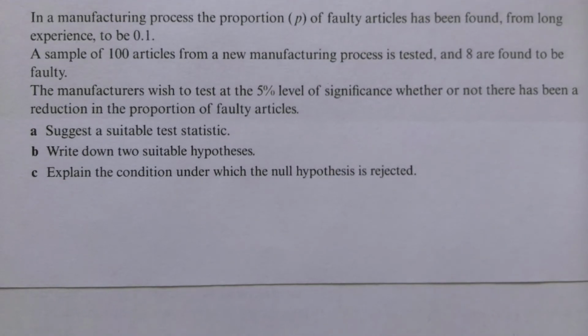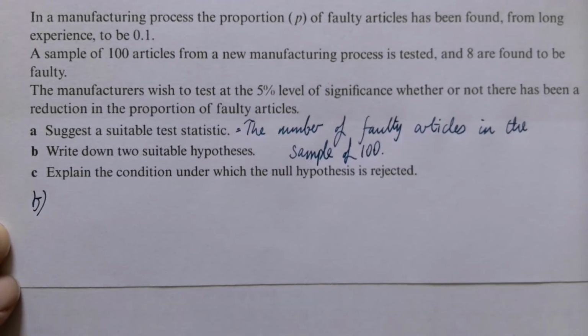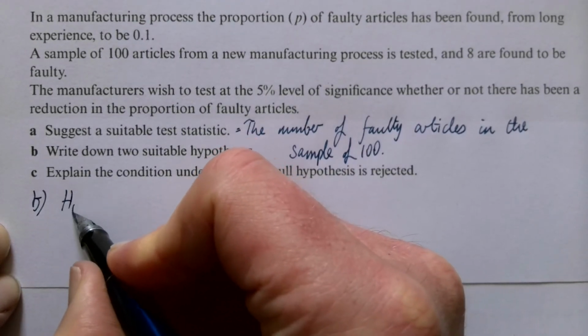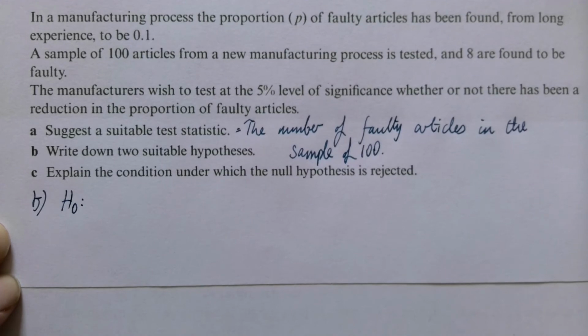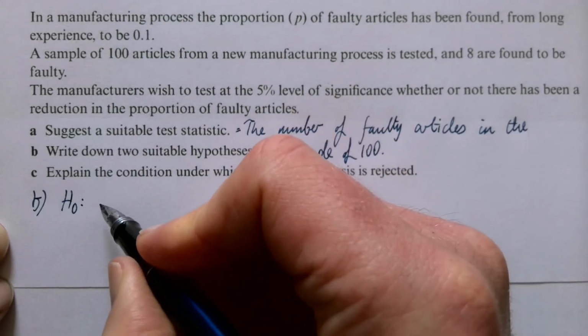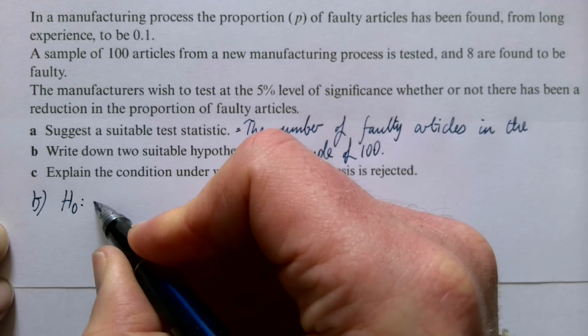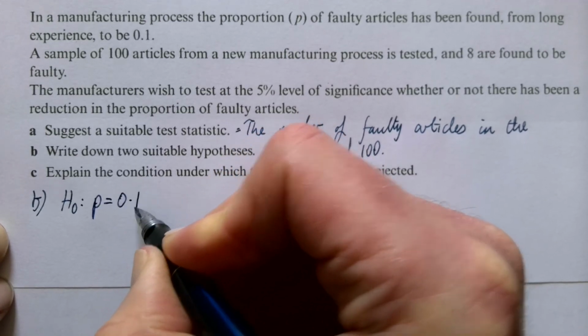Right, so here's your last example. Have a full go at this. And if you can, see if you can work out the final probability for the last bit, even though that's not asked for. Right, so your suitable test statistic is going to be the number of faulty articles that can be found in the sample. And your two hypotheses. We'll start off with your null hypothesis, which is always going to be the assumption that nothing has changed. So the probability, according to that, is 0.1. So that's all you need to do.